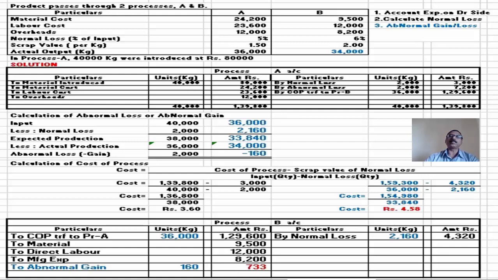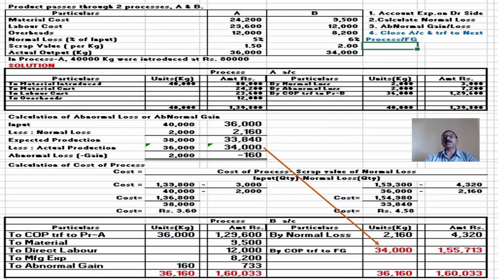Now what is our next step? The next step is closure of the account and transfer to the next process. So we have closed this account and we notice that again the debit side is more. So on the credit side we have written by cost of production transferred to finished goods. If another process is there, it will go to the next process, but if this is the last process, then we have to transfer it to the finished goods. So we have written the balancing figure as by cost of production transferred to finished goods 34,000 and the balancing figure is 1,55,713.